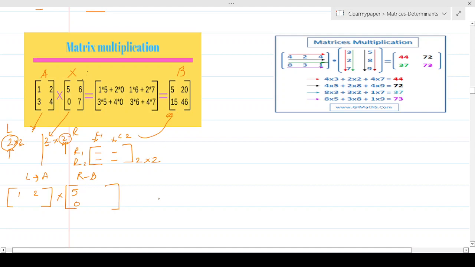In the output matrix B, we need to find four elements. The first element is going to be a combined effect of this row and this column, meaning I need to take this row on the left and multiply it with the first column on the right in a unique way, which is what we see here.